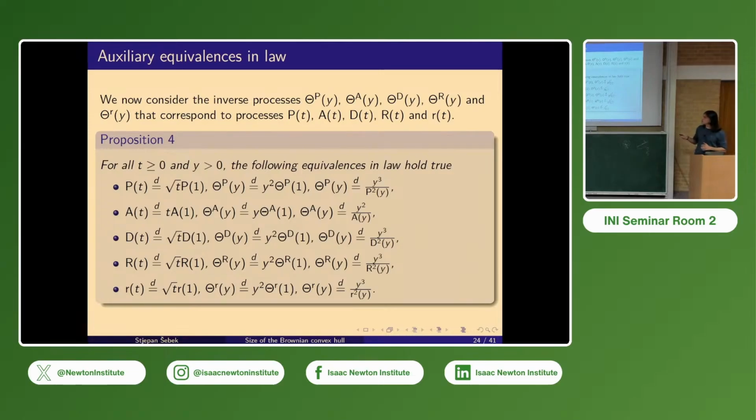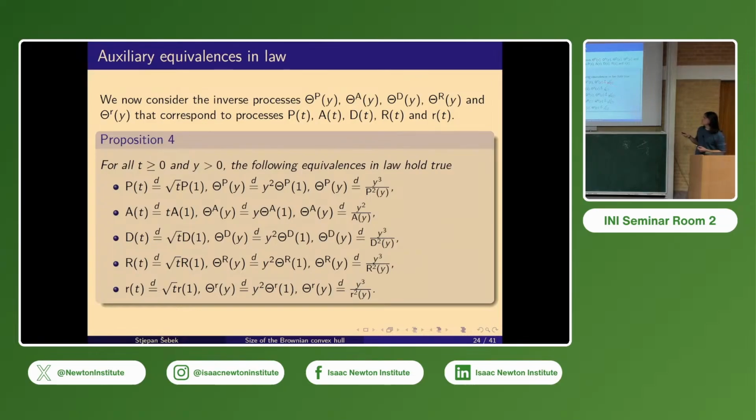Each of these equalities in law is a one-line calculation using Brownian scaling. This is the one I already commented on, and it's the same for perimeter, diameter, circumradius, and inradius. Only area behaves differently, because it's homogeneous of order 2, not of order 1. So P_t has the same law as square root of t times P_1. Also, theta_p of y has the same law as y squared times theta_p of 1, so that's why it's enough to study theta_p of 1.